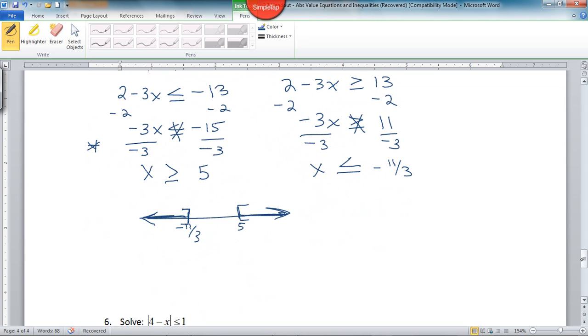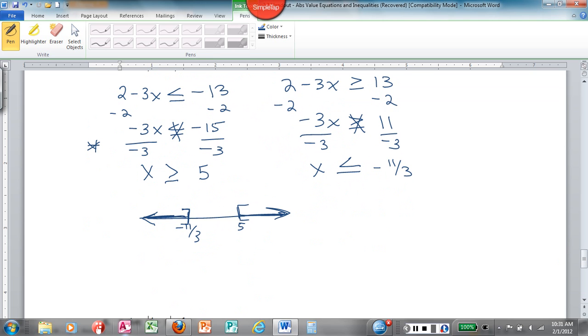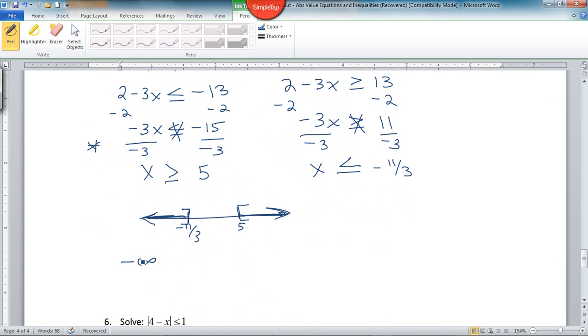And so in interval notation, we have negative infinity to negative 11/3, since this one points back this way. Parentheses on that, but bracket on that. And then on this side we have 5, comma, infinity, since it points that way. And we want to include the 5, so we bracket it, and infinity always gets a parenthesis. And then we have two pieces, so we union that up.